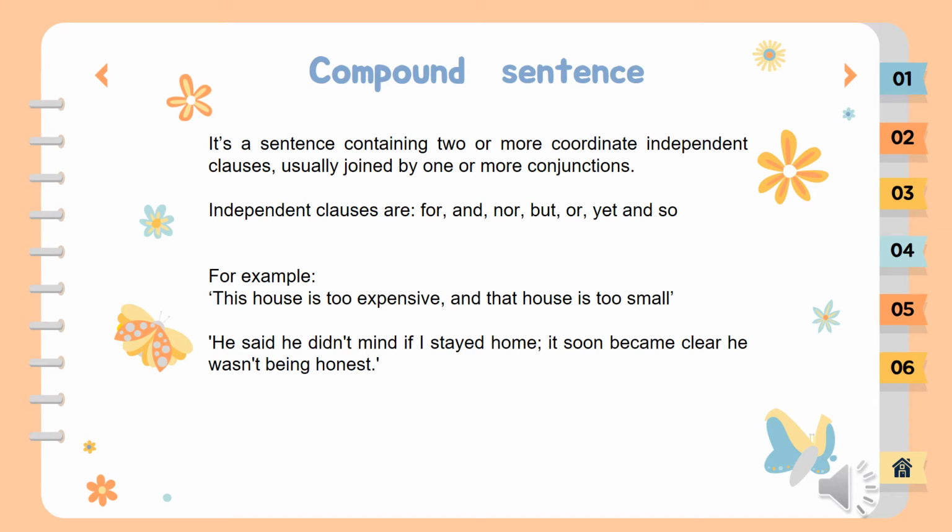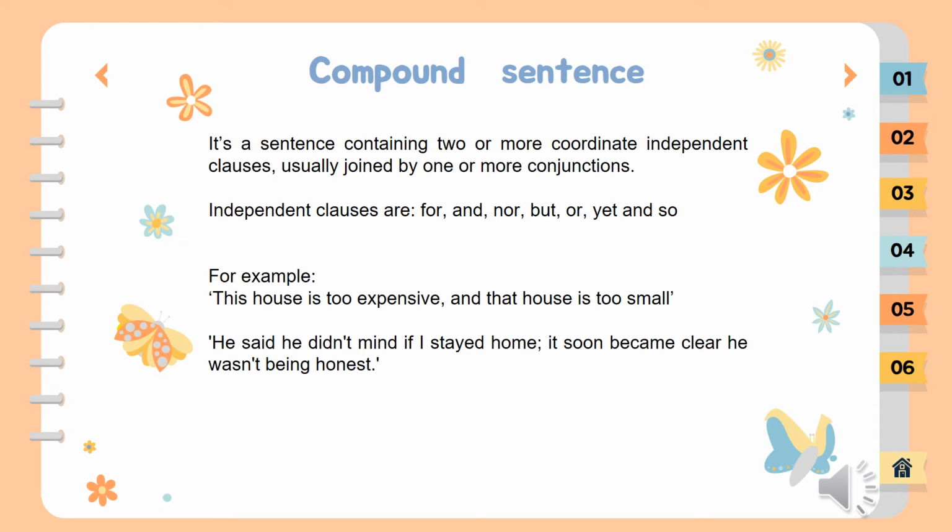For example, this house is too expensive, and that house is too small. It's a compound sentence because it has two independent clauses, this house is too expensive, and that house is too small, separated by a comma and the coordinating conjunction.